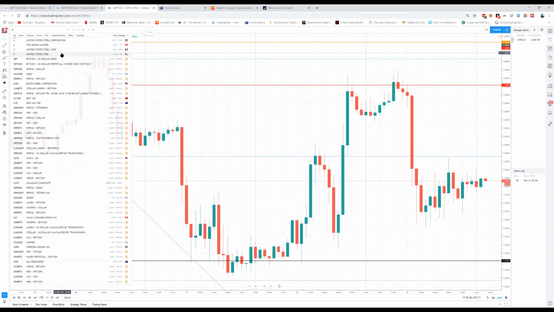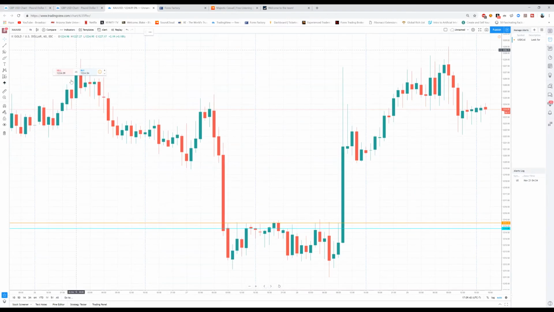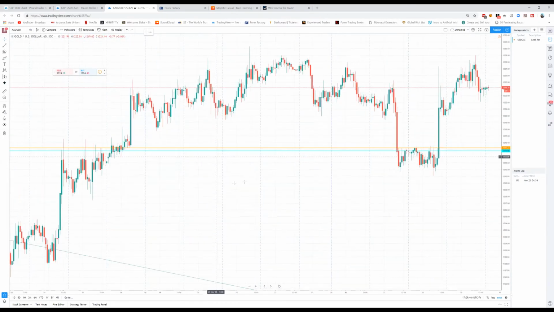Oops, XRP. So gold, I never looked up why they have it this way. It's XAU. So XAU USD, so there's two U's in a row, is gold. This is the price of gold and the gold market.